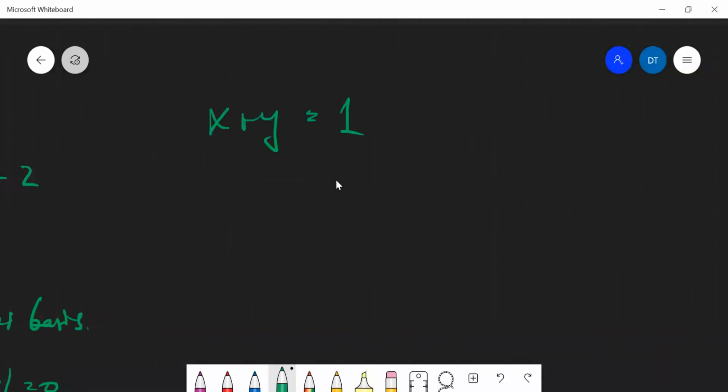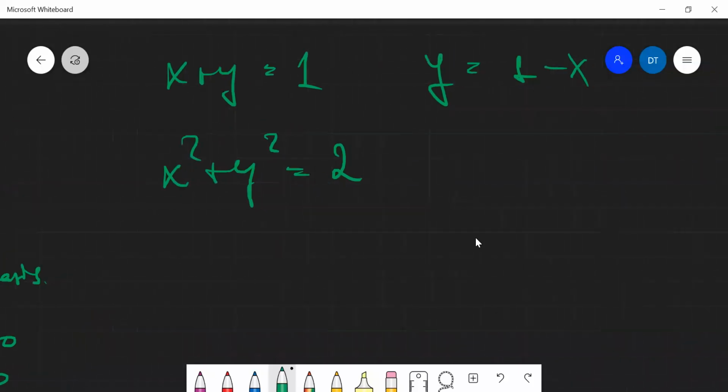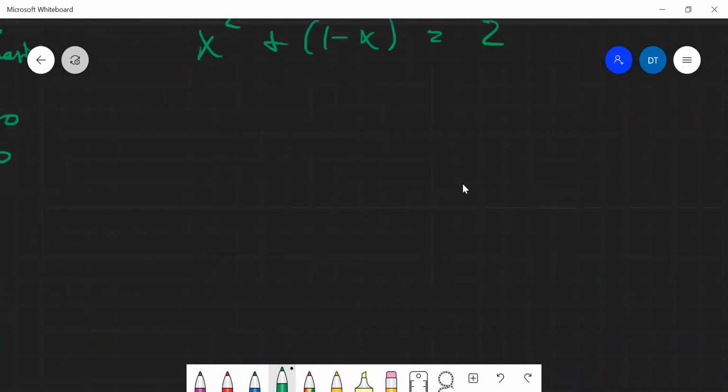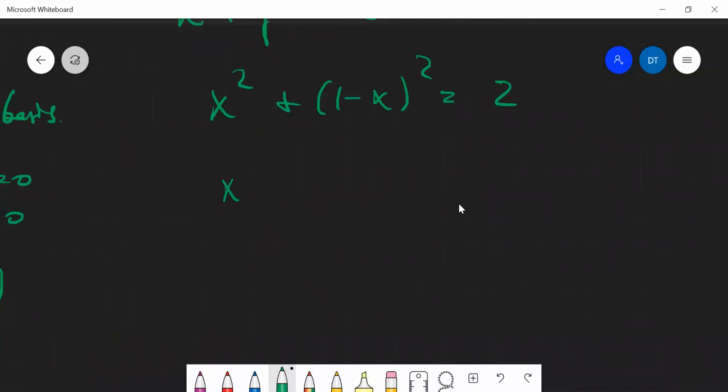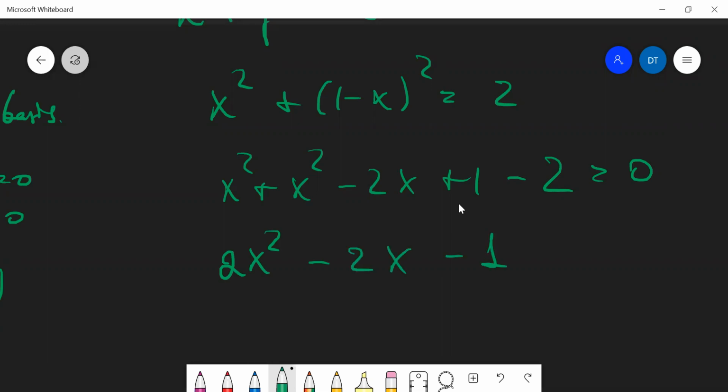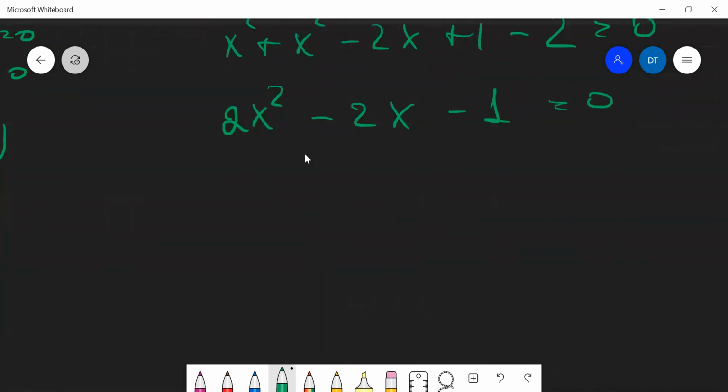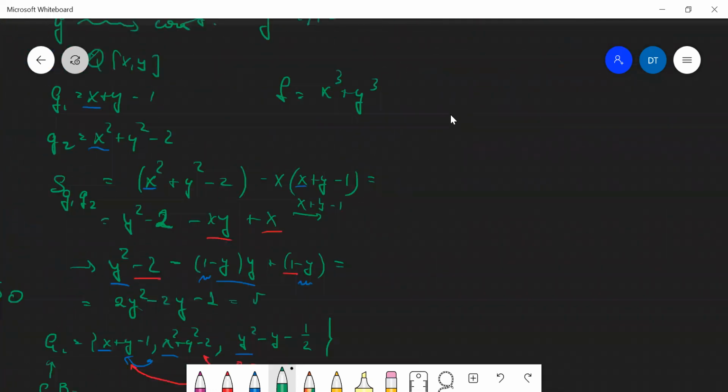So x plus y equals 1, and x squared plus y squared equals 2. Let's say y equals 1 minus x. I just want to deal with x instead of y, and we substitute in the second: x squared plus (1 minus x) squared equals 2. Now I want to expand this expression. We will get x squared plus x squared minus 2x plus 1 minus 2 equals 0. So we have 2x squared minus 2x minus 1 equals 0. And now we want to find our x. So x squared minus x minus 1 over 2 equals 0. As you can see, this is exactly the same expression we got here.